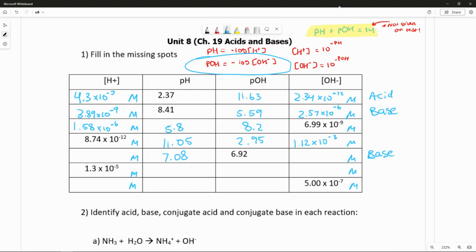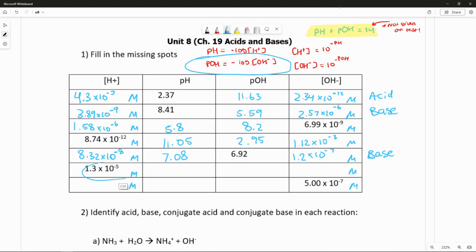All right, next one, we were given both the pH and the pOH. So to find the concentration of OH and the concentration of H, for pOH we're going to do 10 to the negative 6.92, which gives you 1.2 times 10 to the negative 7th molar. Same thing for the concentration of H plus. We're going to take our pH, do 10 to the negative 7.08, which is going to give you 8.32 times 10 to the negative 8th.